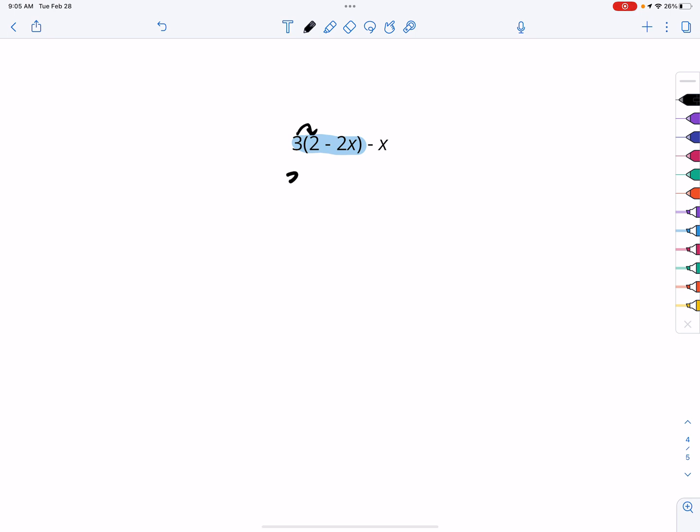So we have 3 groups of 2, and then we are subtracting 3 groups of 2x before we subtract another x. So let's simplify. 3 times 2 is 6. We're subtracting 6x, and then we're subtracting another x. So because we're subtracting 6x and then we're taking another x away, we are actually going to be subtracting 7x. And that seems to be reasonable. I spend 6 times the amount of money, and then I spend 1 more of that time. I'm going to be spending 7 of those times.